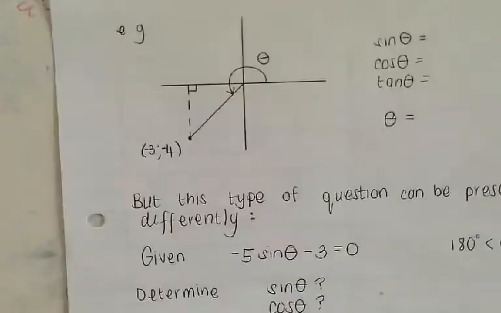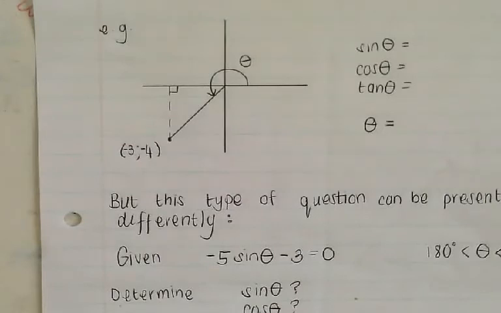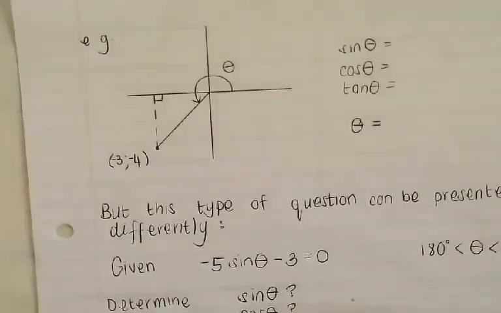Okay, let's look at an example. So which quadrant am I in? What is the number of my quadrant? Third quadrant. Which function do we expect to be positive in that third quadrant? Tan. And sine and cos we expect to be negative.